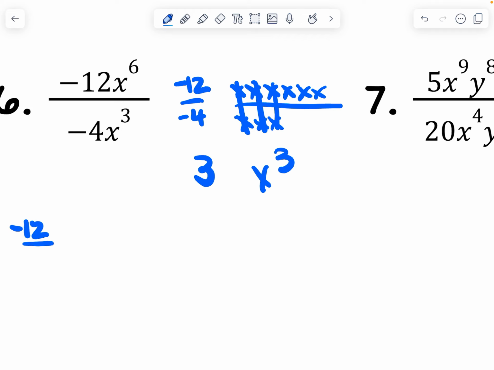Or you could have just subtracted your exponents and gotten 3x to the third.